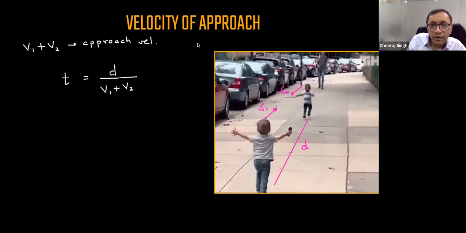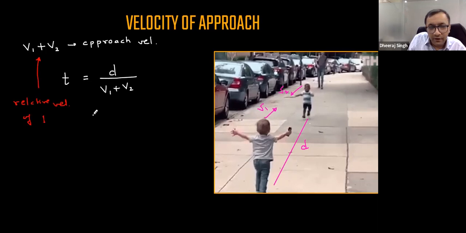All right. Now V1 plus V2. What is V1 plus V2? V1 plus V2 is velocity of approach. It is also the relative velocity of first with respect to second, or vice versa also it is true. This is one and this is two. So this person will feel as if the other person is approaching with V1 plus V2. Got it? The first person will feel as if the second one is approaching with V1 plus V2. So that is what is velocity of approach. Got it? Is this clear? Type in. Very clear, right?